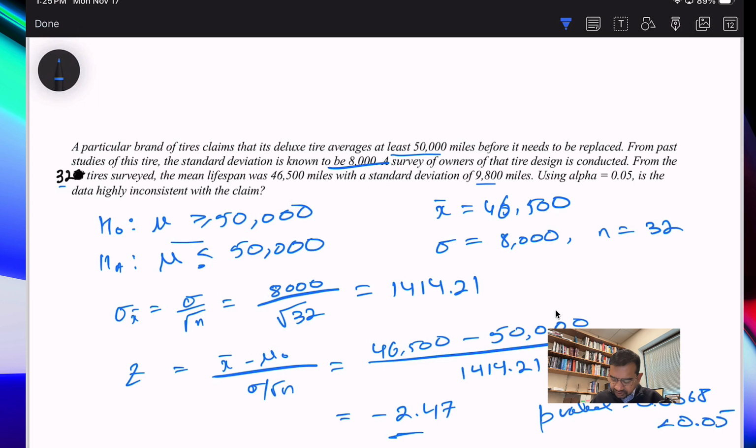So in answering the question, is the data highly inconsistent with the claim? The answer is yes. The data is highly inconsistent with the claim that these tires will last at least 50,000 miles. So this is how we conduct a hypothesis test when we know the population standard deviation.